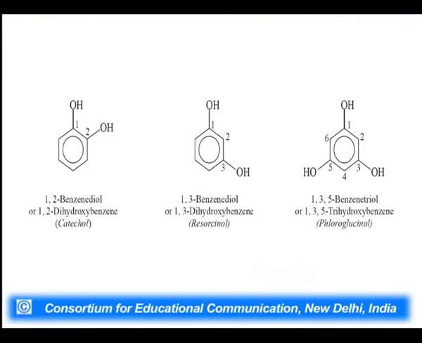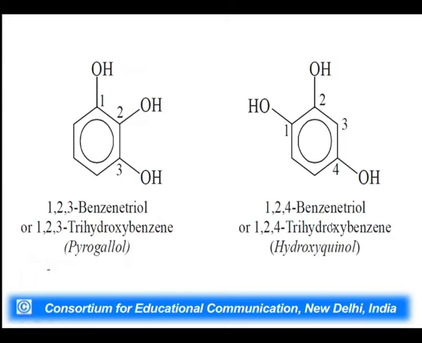If I talk of a dihydroxy or a trihydroxyphenol, then they are named as diols or triols. For example, 1,2-benzenediol is known as catechol, and 1,3-benzenediol is known as resorcinol. If I talk of 1,3,5-benzenetriol, it is popularly known as phloroglucinol. Whereas pyrogallol is 1,2,3-benzenetriol, and hydroxyquinol is 1,2,4-benzenetriol. So we are naming these as derivatives of benzene. And since three hydroxyl groups are present on this molecule, we name it as a triol.